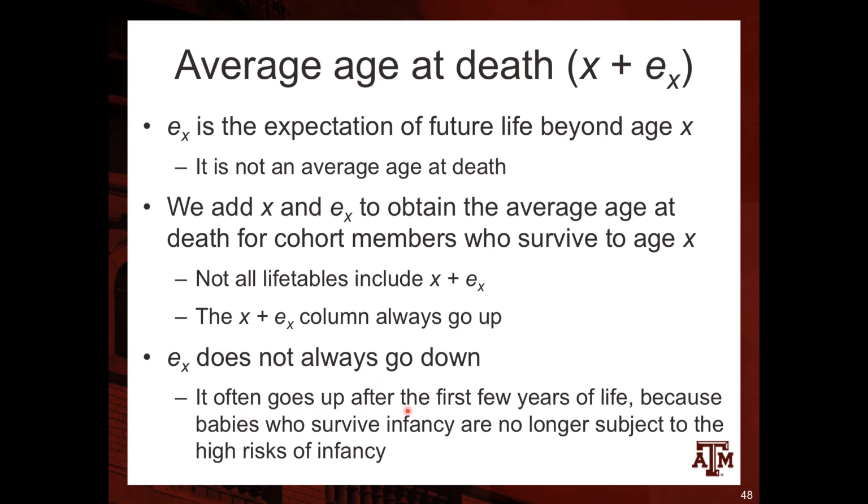It often goes up after the first few years of life because babies who survive infancy are no longer subject to the high risks of infant mortality. Exactly because infant mortality is high, the probability of dying between ages 0 and 1 is high for some countries. The life expectancy does not always go down because it can go up from the first to the second one because of high levels of infant mortality. But this other column, the X plus E, always goes up.